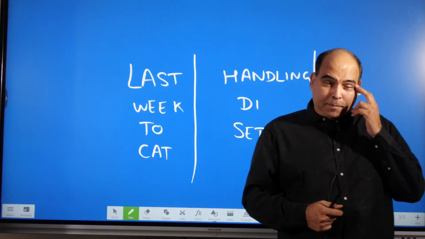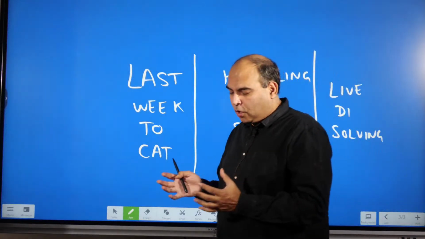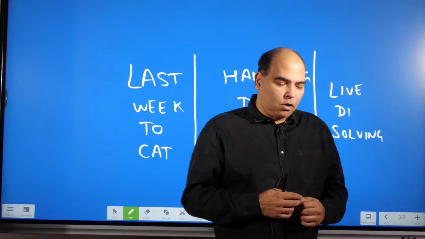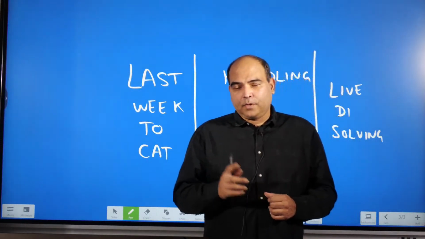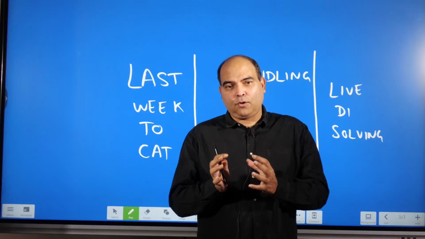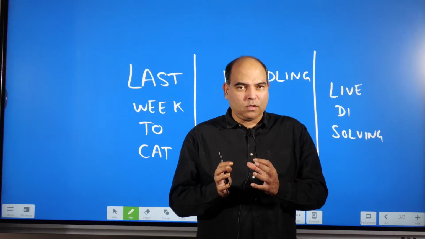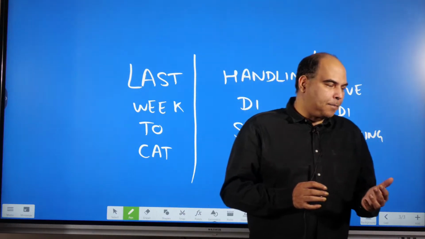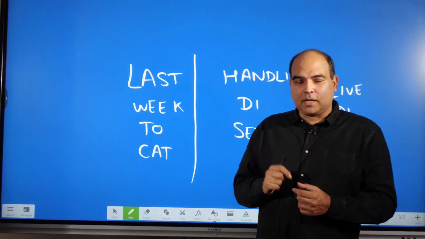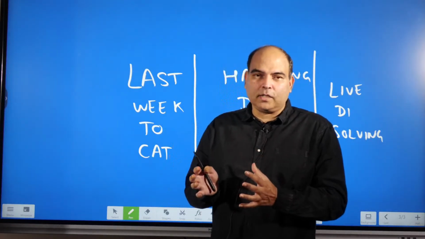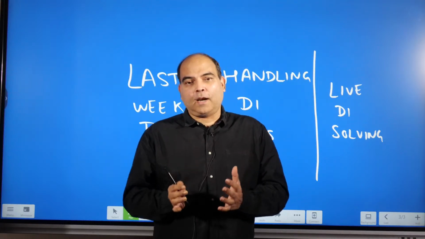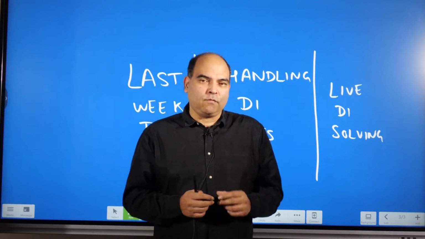So today I'm continuing part of that. If you remember my first session on last week to CAT prep on data and on DILR the day before yesterday, in that session I talked about how in LR you control the clues, and in data interpretation you have to control the variables. In logical data interpretation, you have to control clues as well as variables.